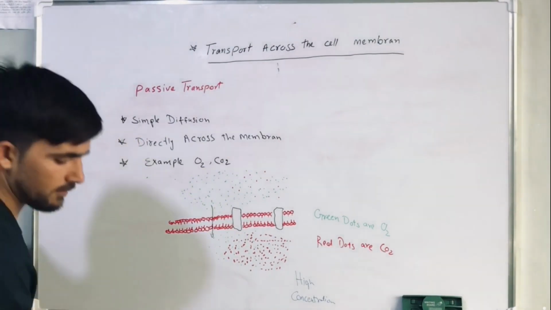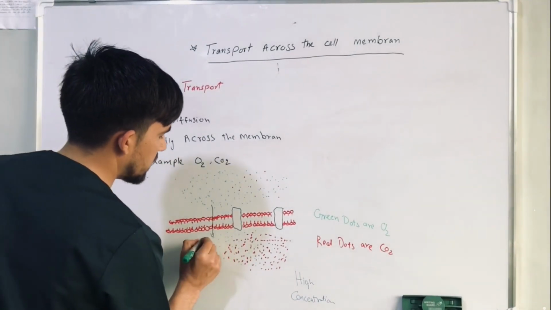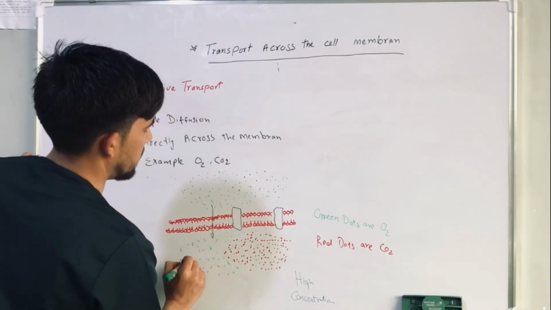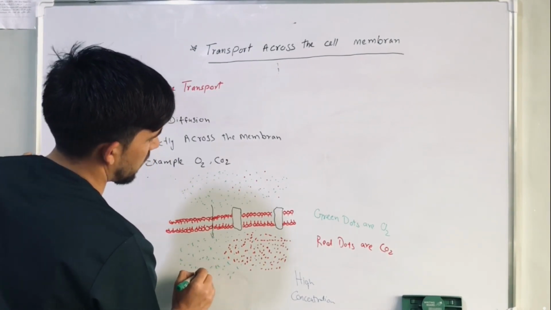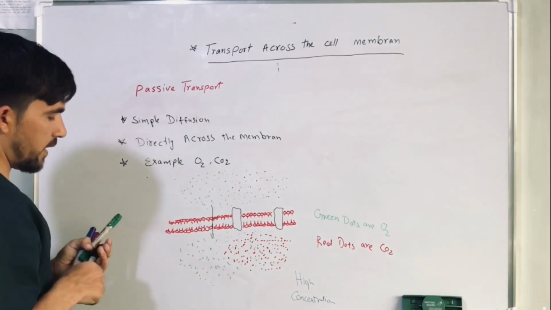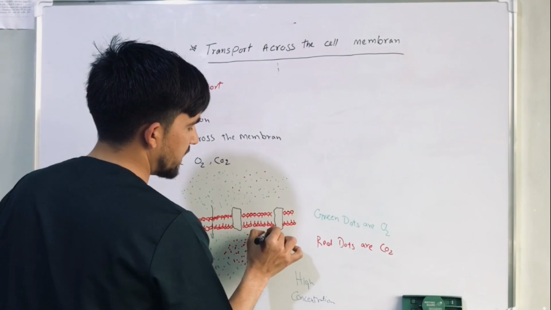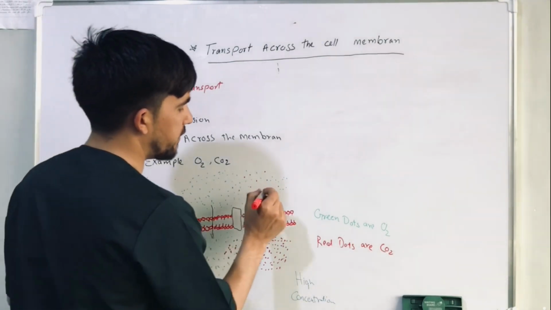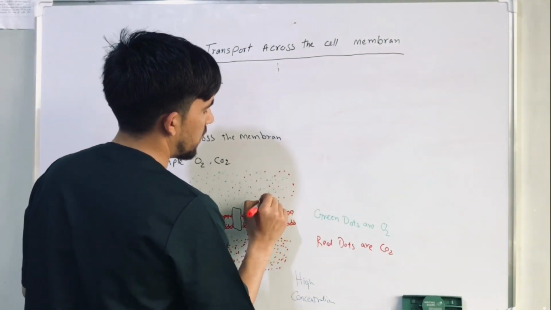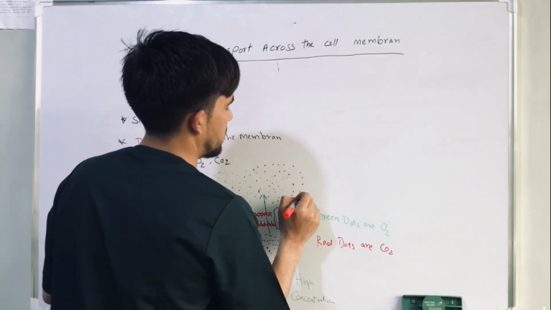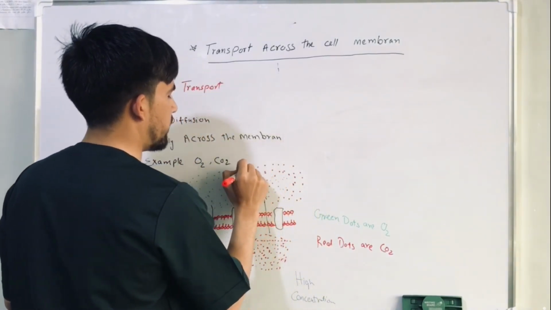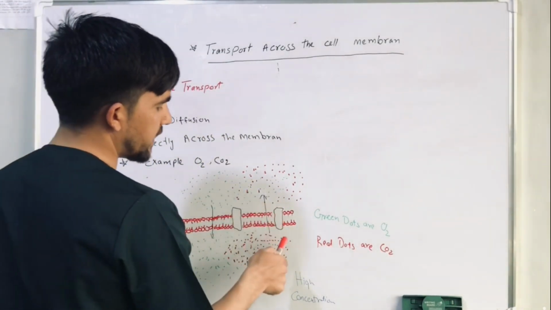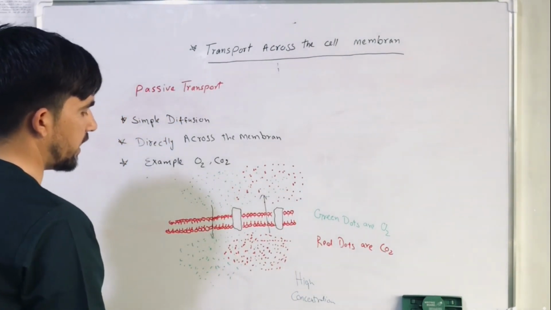These oxygen can come here without any energy. And this carbon dioxide, which is inside the cell, can move outside of the cell without need of any energy. It does not require any channel or pump. It can go outside of the cell without any ATP or without any energy.